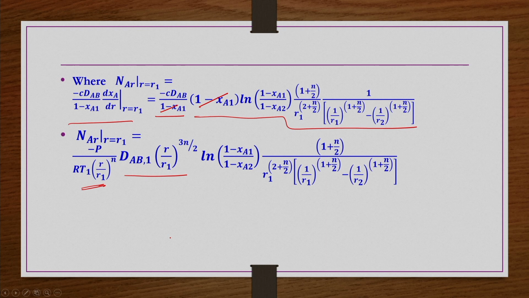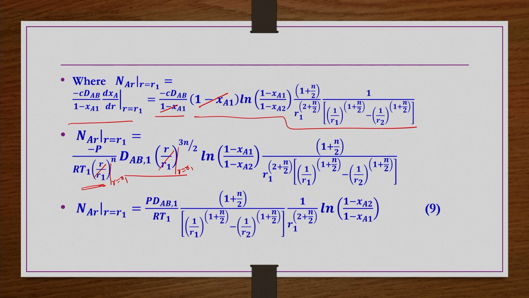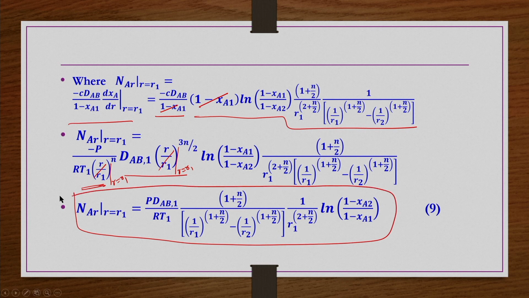So now we are evaluating this at r equals r1, so r by r1 is 1. Similarly, this also we are evaluating at r equals r1, so r by r1 is 1. Whatever the power, it doesn't matter, 1 power anything is 1, right. So now this is what we get. Finally the flux is given by this expression, P DAB,1 by RT1 multiplied by this particular term, right.